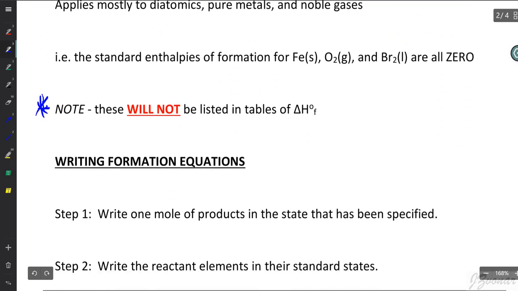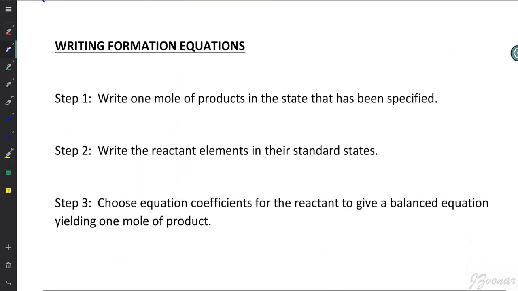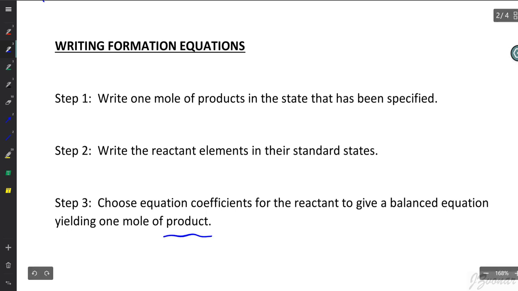So now, how do we write a formation equation? When we write a formation equation, it's always important to write it with respect to 1 mole of that product that we are specifying. So these are the steps that we need to do. Step 2 is you're going to write the elements in their standard states, and then you're going to choose the equation coefficients for the reactants to ensure that we're yielding 1 mole of the product. All right, so that's very, very important to remember. So these are the general guidelines.